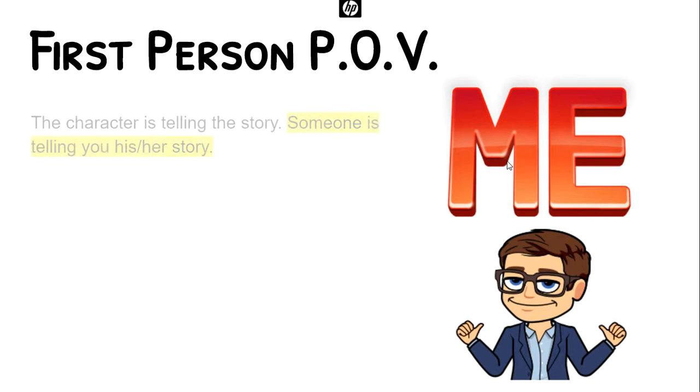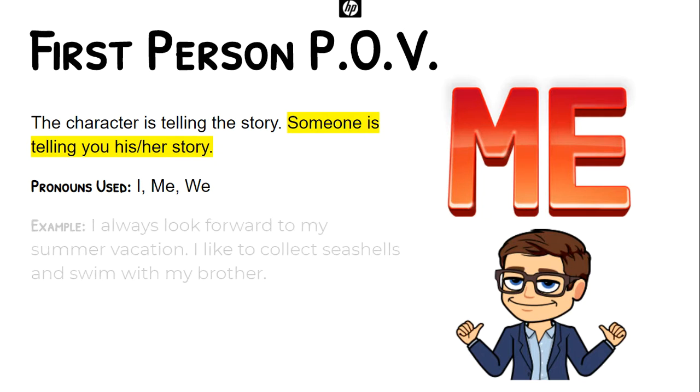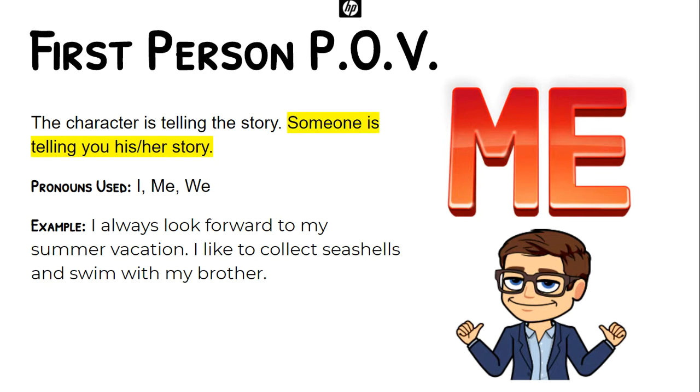The first person point of view is a character telling the story. So someone is telling you his or her story. Pronouns that they use are I, me, and we. And an example is, I always look forward to my summer vacation. I like to collect seashells and swim with my brother. So it's that person telling you what they like to do at the beach during their summer vacation.